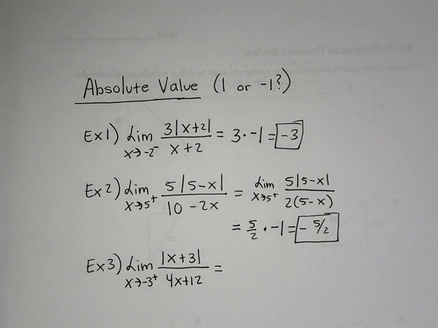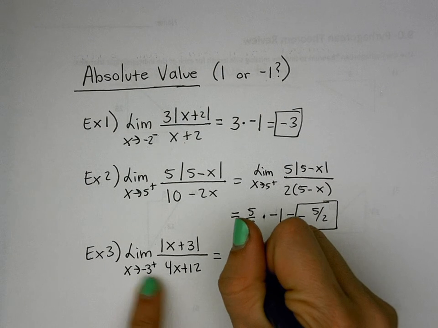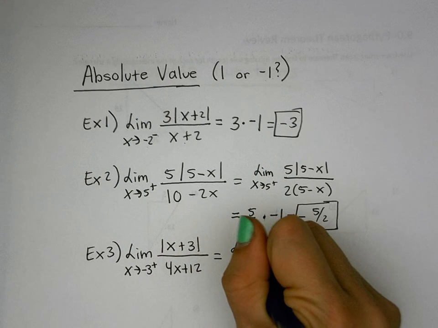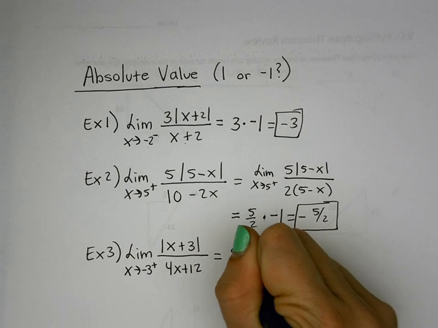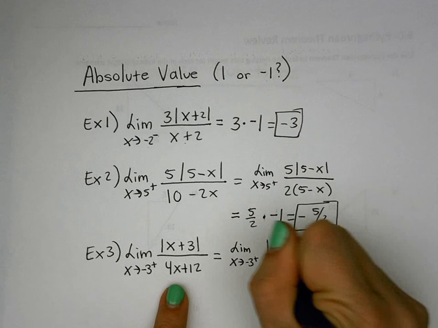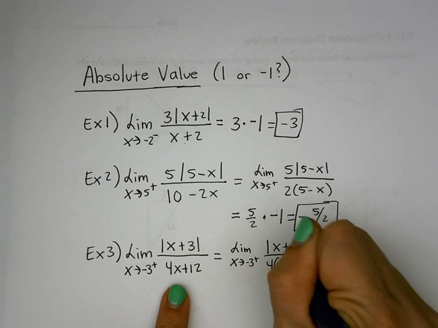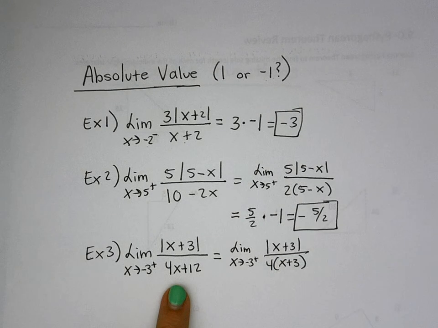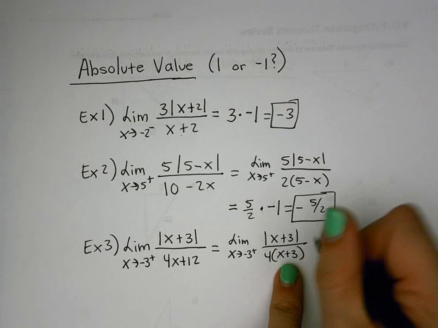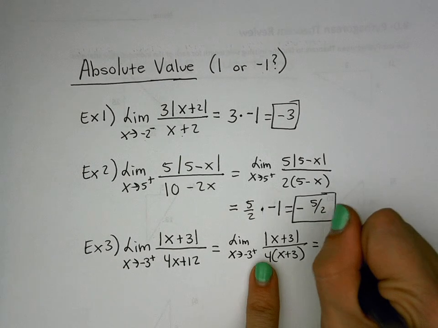Okay, and so here we go. When I plug in negative 3, I get 0 over 0, which is not a viable answer, so I'm going to go ahead and factor. Limit as x approaches negative 3 from the right. Absolute value of x plus 3, and down here we have 4 times the quantity of x plus 3. Okay, so this is going to be either 1 or negative 1, so I'm going to let the 1/4 hang out.